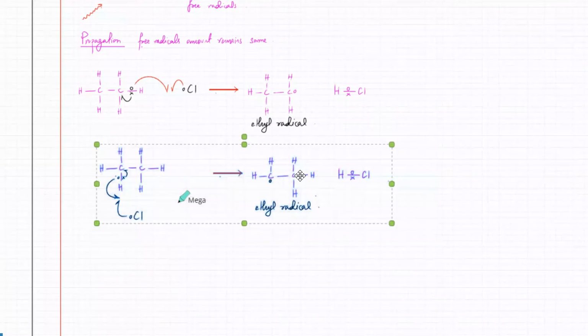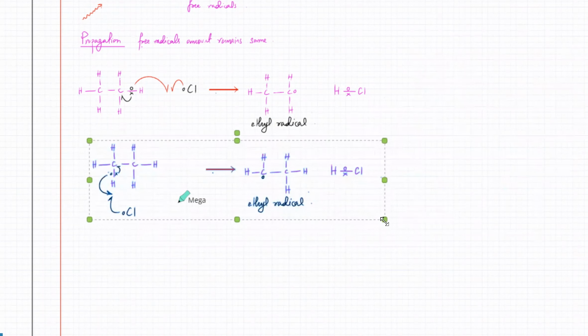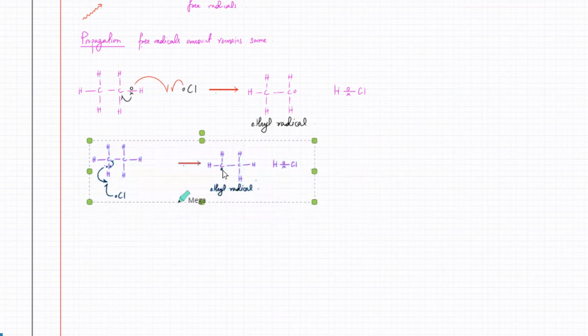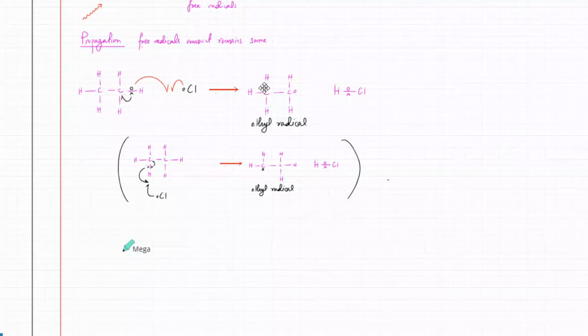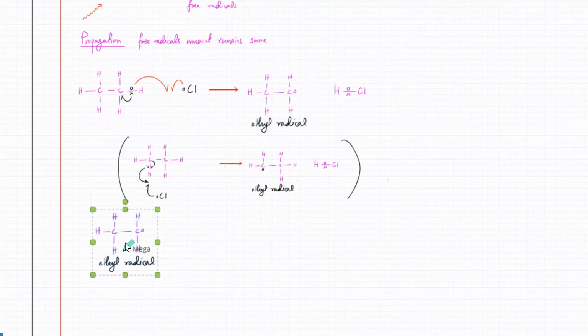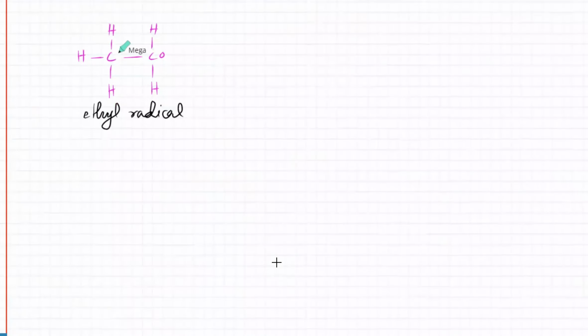Let's put it over here and make it a bit smaller. So anyway, the propagation step has two steps. Now you've got an ethyl radical, right? So I'm going to take the ethyl radical, and it needs electrons somehow. If you look at an ethyl radical, it definitely needs electrons from somewhere.